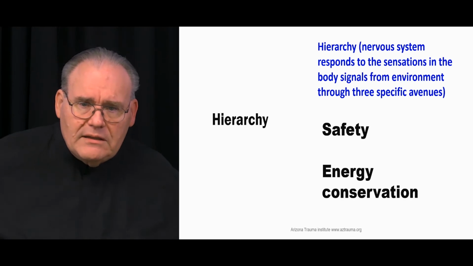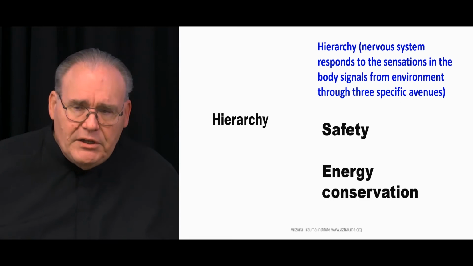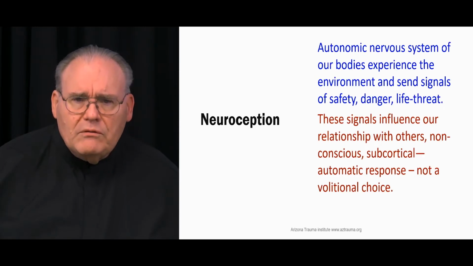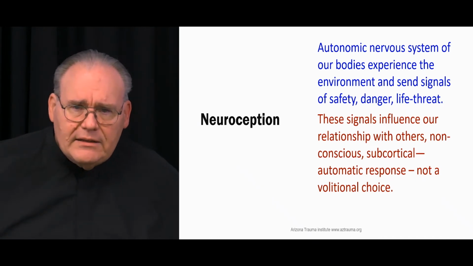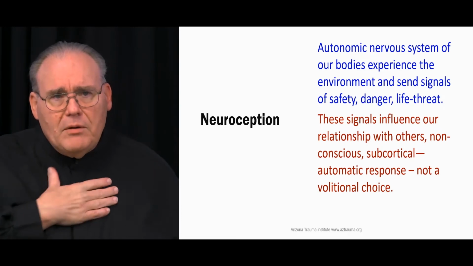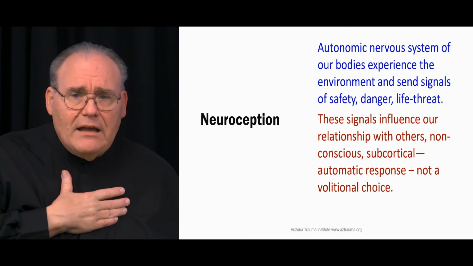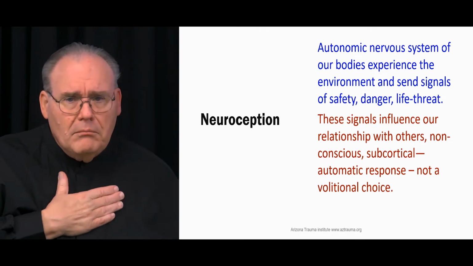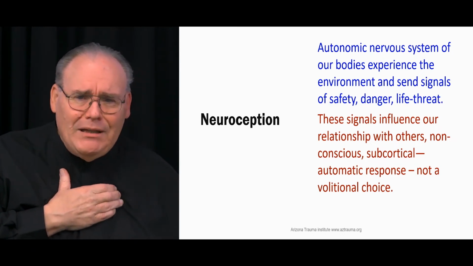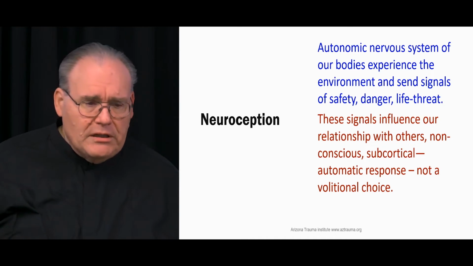Another way of looking at this is this hierarchy is always going to be functioning on safety and energy conservation. So as we move forward, what we're looking at is neuroception. These are autonomic nervous systems that our body has, and they function quite well outside of our conscious mind. Neuroception isn't subconscious, it's non-conscious. Most of what the body is perceiving is based on prior learning experience.